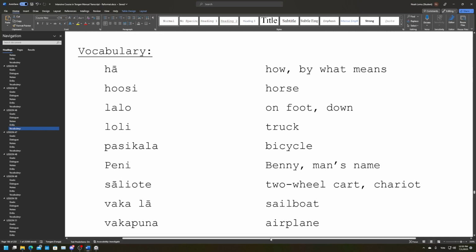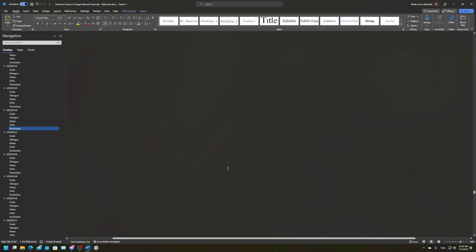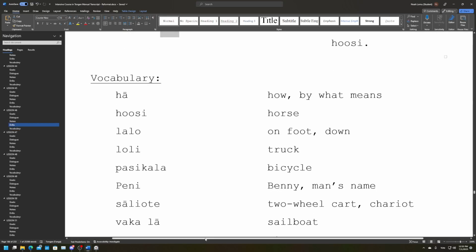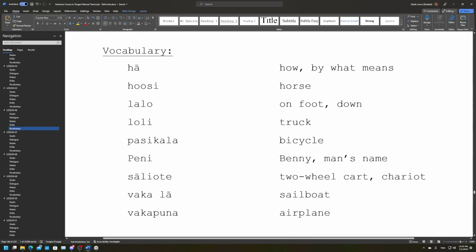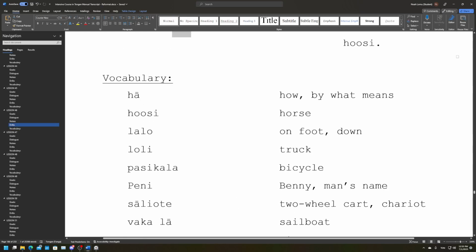So here, the vocabulary we learned is ha, as in how or by what means. Hosi is just the English word horse. You can see it has two O's in it. This is also just a result of Tongan spelling. You can never have a word where a long vowel is second to last unless the last one is also long.